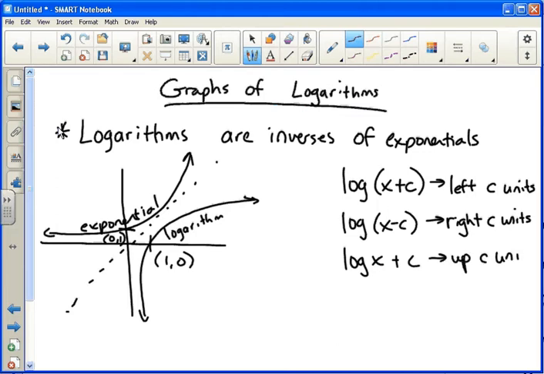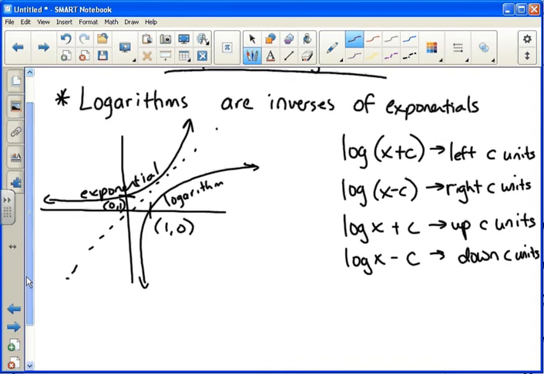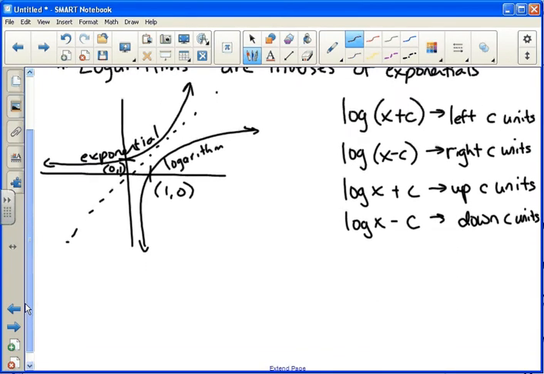And then log of x minus c would move down c units. Now just so you know, I'm using common log, like I said, but this works for any logarithm at all. It could be natural log, it could be log base 7, log base 9, it doesn't matter. This holds true for all of those.